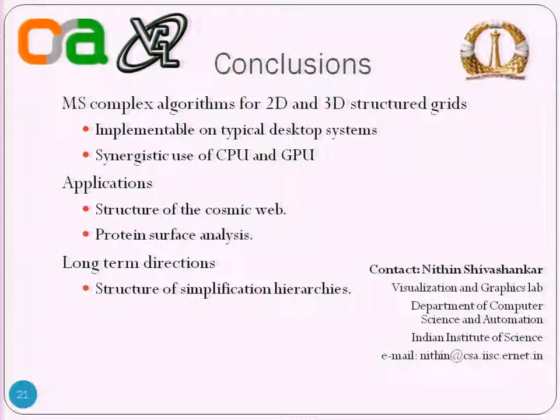And long term, what I mentioned earlier was that the Morse-Smale complex allows you to generate simplification hierarchies, and we're looking at the structure of these hierarchies and understanding them in a more comprehensive sense is a long-term direction that one can consider. And also the interpretation as well as the algorithms in higher dimensions are quite non-trivial at this point. So thanks.